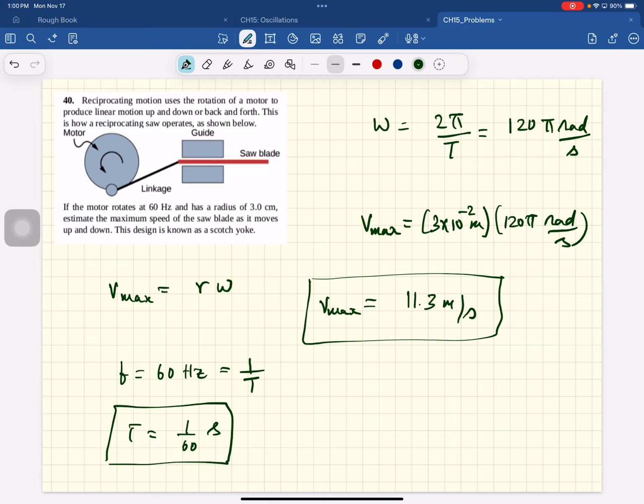So the maximum speed of the blade is 11 meters per second, which is about 25 miles an hour.